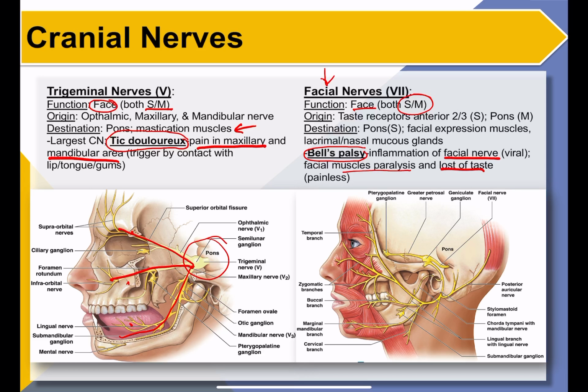Now, the sensory portion of the facial nerve has to do with the taste receptors in the anterior 2/3 of your tongue. Okay, so some of it is going towards the tongue, so you can sense that taste coming through, sweet, bitter, whatever it is. Okay, so facial nerve is motor in a sense for those facial expressions, sensory in a sense for taste sensations.